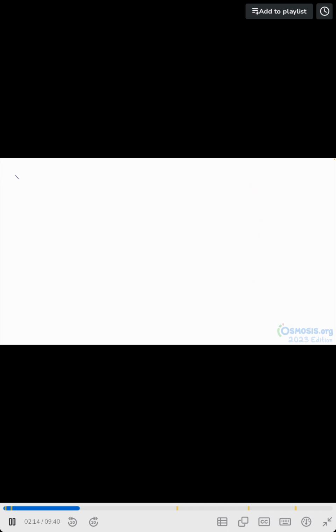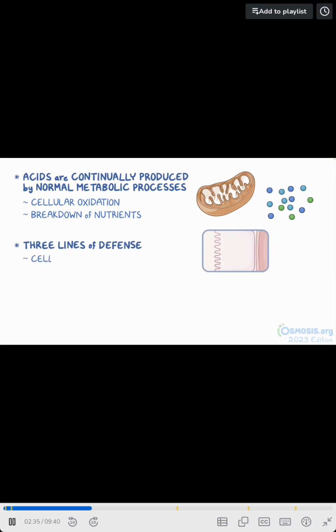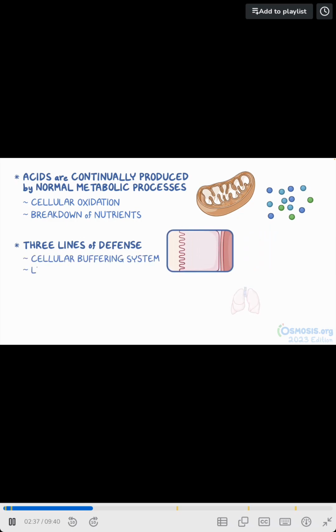Now, when you think about it, acids are continually being produced by normal metabolic processes like cellular oxidation and the breakdown of nutrients. So, the body needs a way to handle all these hydrogen ions to prevent major shifts in the overall pH. To accomplish this, the body has 3 lines of defense to help maintain an optimal pH: the cellular buffering system, the lungs, and the kidneys.